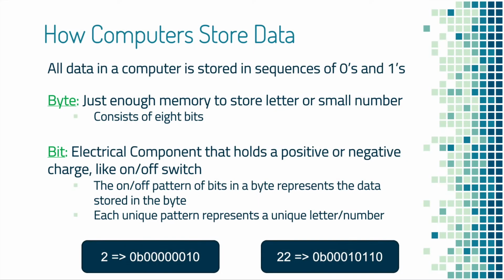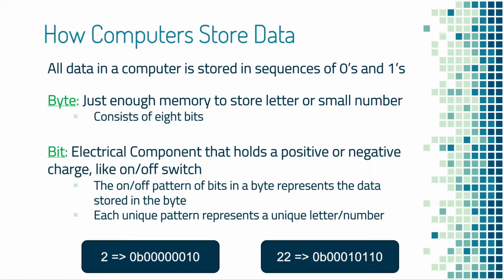So moving on, we can go on to how computers store data. This is a huge thing in actual programming and just in general computer technology. Computers store data as sequences of zeros and ones. A byte is just enough memory to store a letter or small number, and it consists of 8 bits.